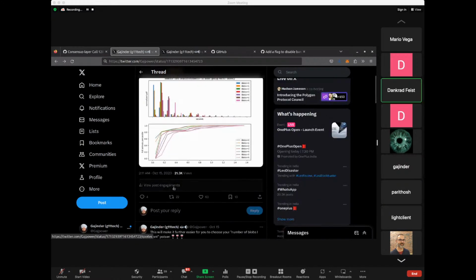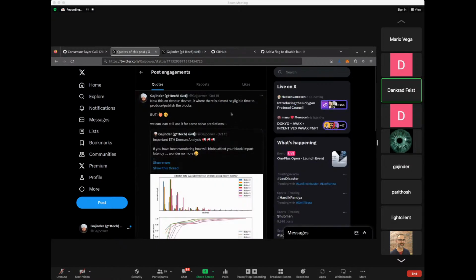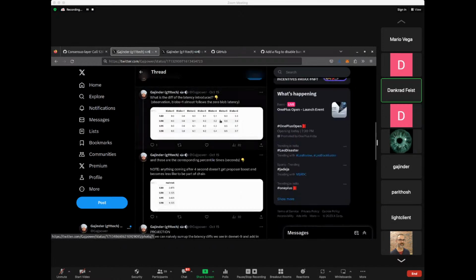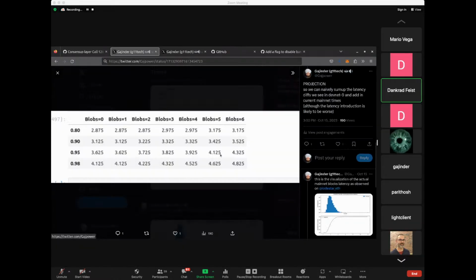Okay, because Ansgar already commented in the thread, these are more than the mainnet latencies we saw from just adding extra data to the block. So it feels like something can't be right about this. Granted, these are the 95th and 98th percentiles. Right, I know. I agree. Much smaller than the tail on some of the mainnet blocks. Yeah.